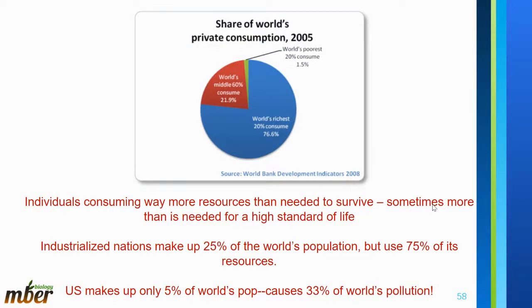The share of the world's private consumption. The 20% of the world's poorest consume 1.5% of items. The world's middle 60%, and the world's richest consume 76.6%. So individuals are consuming way more resources than needed to survive, sometimes more than what is needed for a high standard of living.